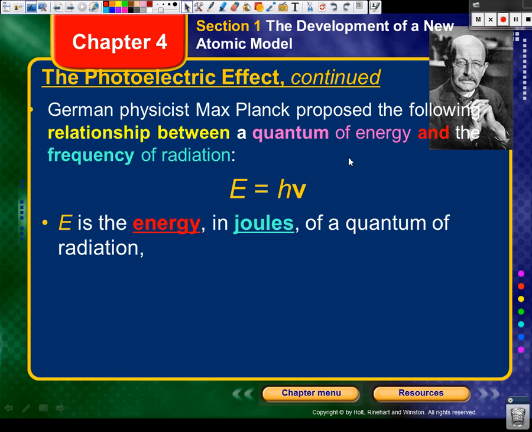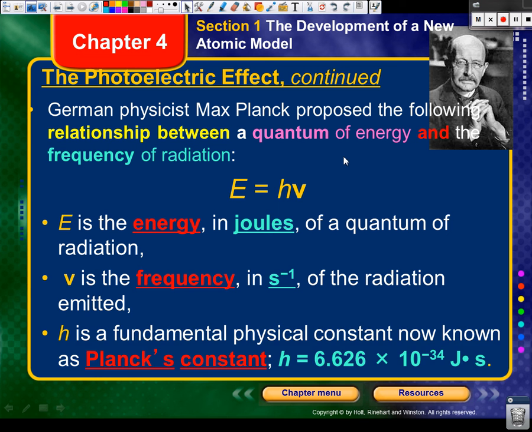No, this is Max Planck. What Max Planck did is he tried to define how much energy a source of light has, some piece of the electromagnetic spectrum. The German physicist proposed the following relationship between a quantum of energy and the frequency. So what Max Planck did is he relates energy to frequency.